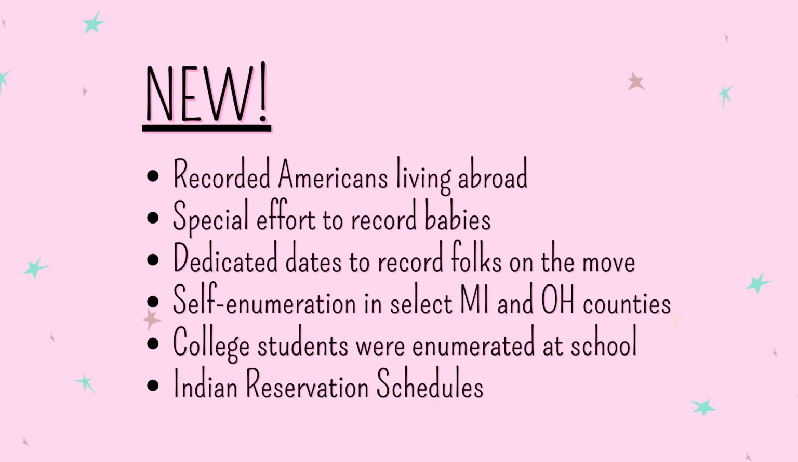It was the first census to record Americans living abroad in foreign countries. It made a special effort to record babies, which were undercounted annually. It set aside dedicated dates to record folks who were on the move, such as those staying at hotels, campgrounds, and in charity housing. It utilized self-enumeration forms for the first time, testing the process in select Michigan and Ohio counties. College students were enumerated at their schools, rather than at their parents' homes. Also, Indian reservation schedules were used to record American Indian and Alaska Native populations.